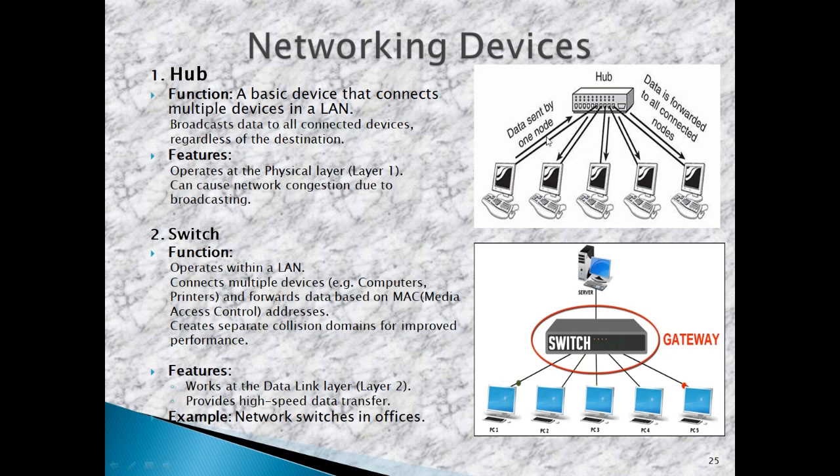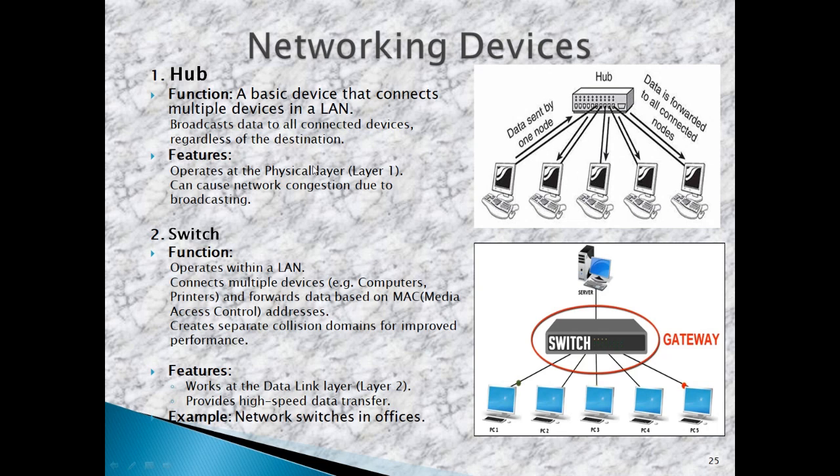So what is the main feature of a hub? Now you can see that data sent by one node, that means by this computer sent to a hub, what happens? The data is forwarded to all connected devices, meaning that if this computer sends the data to this hub, all the devices on the network receive the information, regardless of whether it was sent directly to them or not.